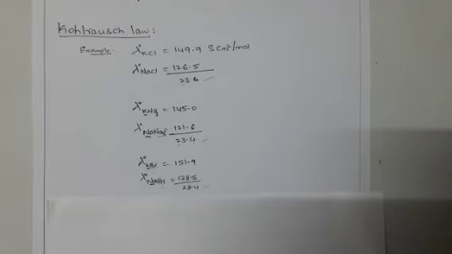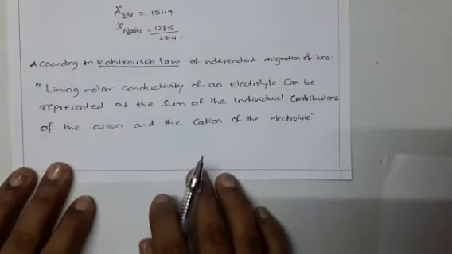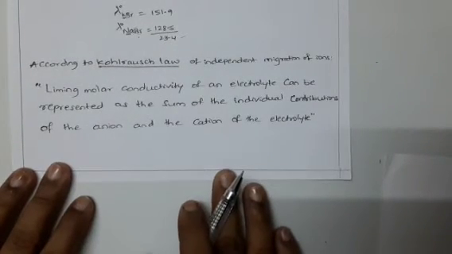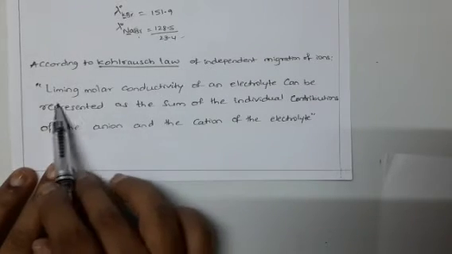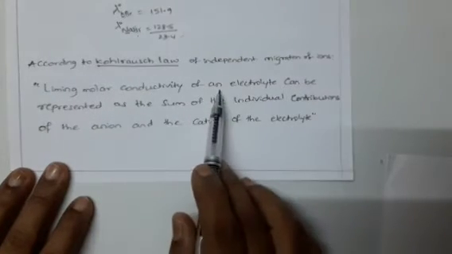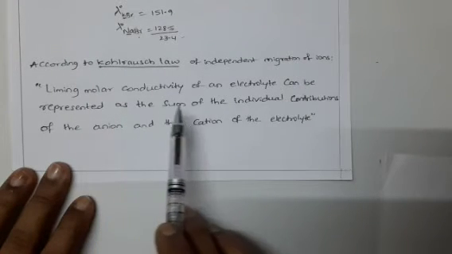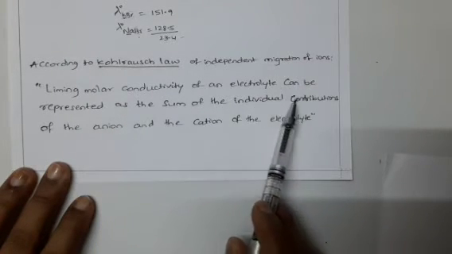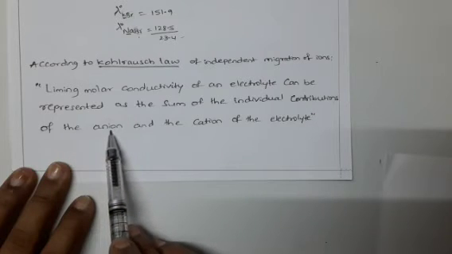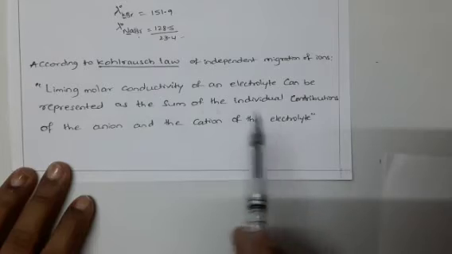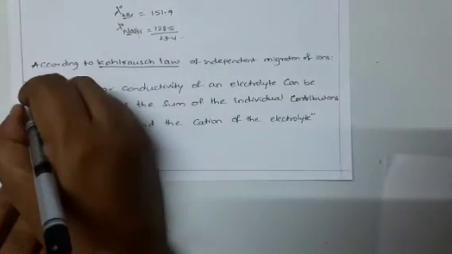On that he gave one law that is known as Kohlrausch law. According to Kohlrausch law of independent migration of ions, the limiting molar conductivity of an electrolyte can be represented as the sum of the individual contributions of the anion and the cation of the electrolyte. This is very important for 1 mark.